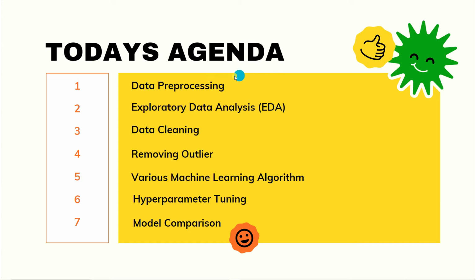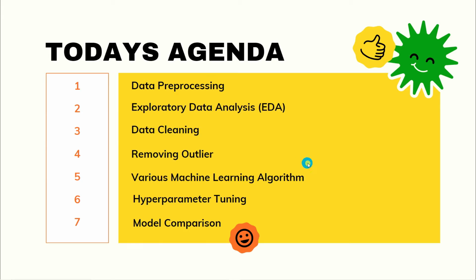First, we are going to discuss data preprocessing. Then we have the EDA, also called exploratory data analysis. Then we have data cleaning, like missing value handling or handling the categorical variable. Then we have removing outliers. There are so many methods available to remove outliers from the dataset. We are going to discuss all the steps.